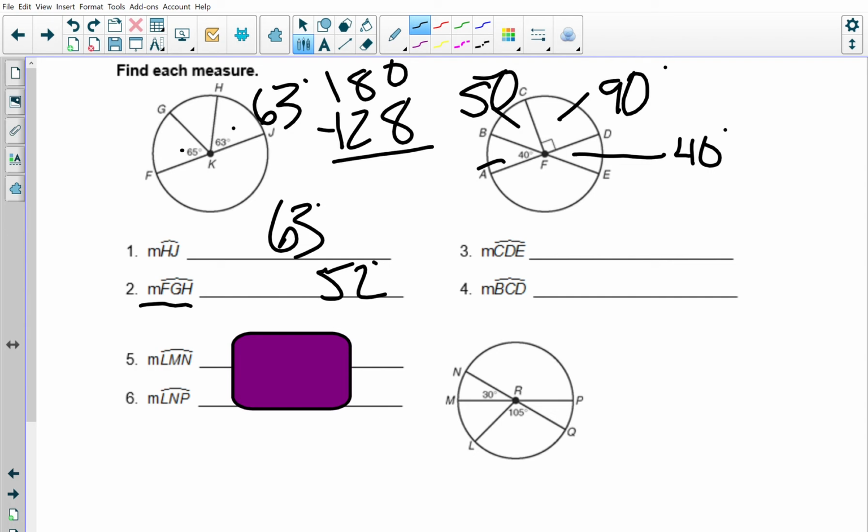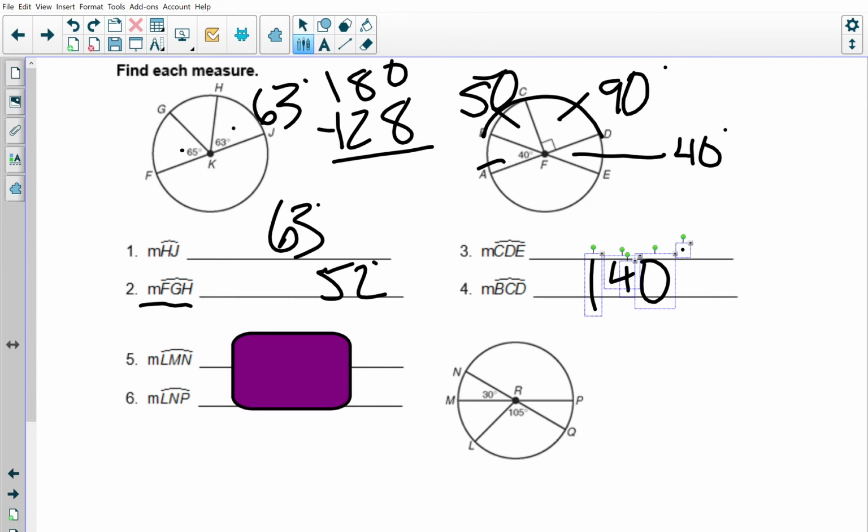So BCD is 50 plus 90, which is 140. And CDE, which is this arc, is 90 plus 40, which is 130. Get it together, dude. So this is 140. That's 150.